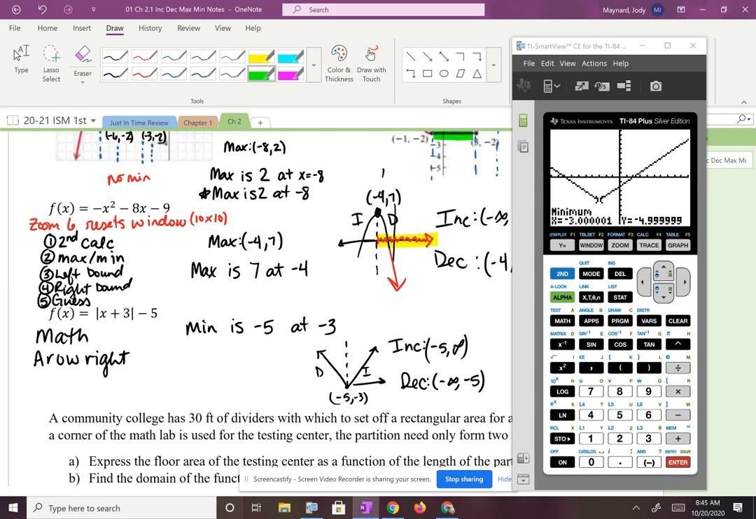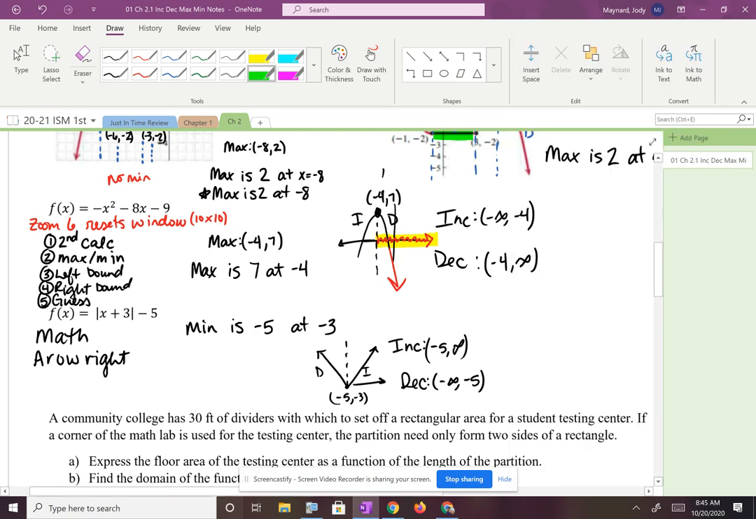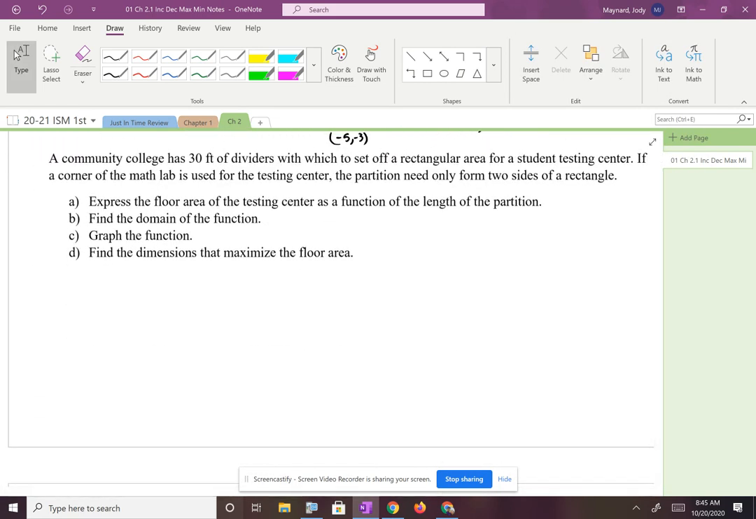So keeping that in mind, I'm going to get rid of this. Okay, let's look at this last example. It's gonna take us a little bit to think through this. Okay, so a community college has 30 feet of dividers with which to set off a rectangular area for a student testing center. If a corner of the math lab is used as a testing center, the partition need only form 2 sides of a rectangle. So this is what they're talking about.